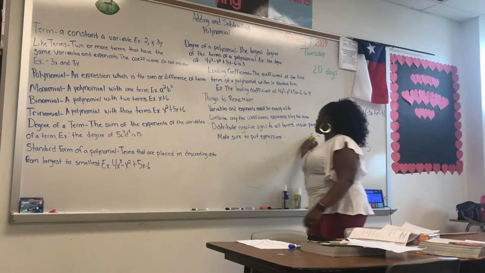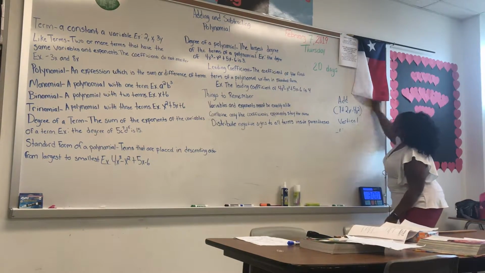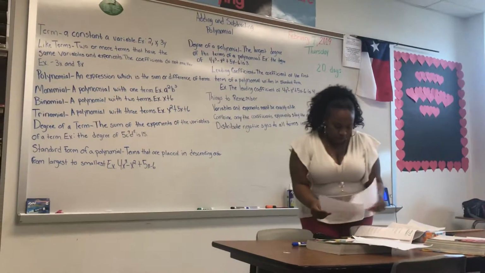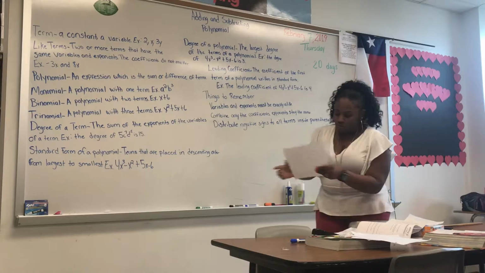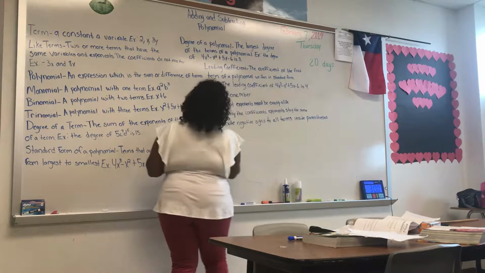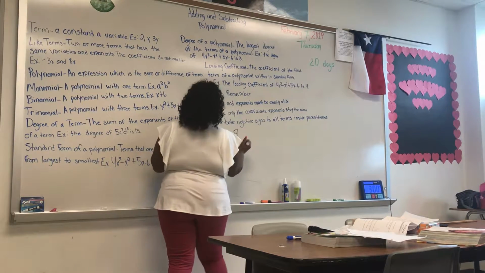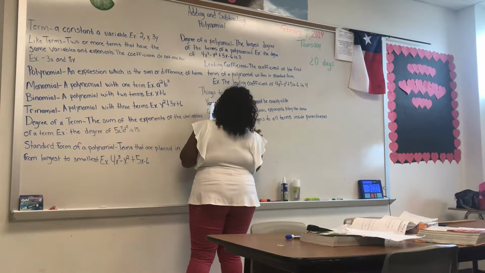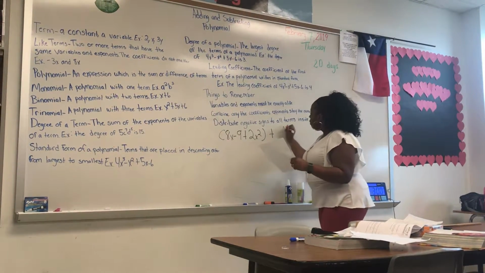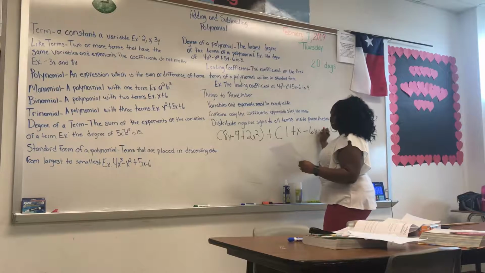I'm going to erase some of this. Okay, let's move on to our next problem. I'll do it in a different color this time. We have the problem 8x minus 9 plus 2x squared, parentheses, plus 1 plus x minus 6x squared.